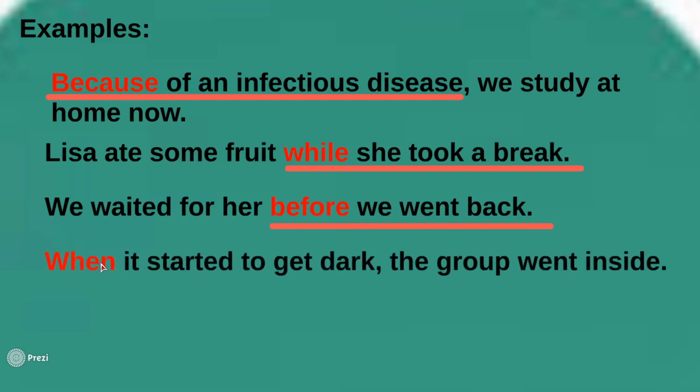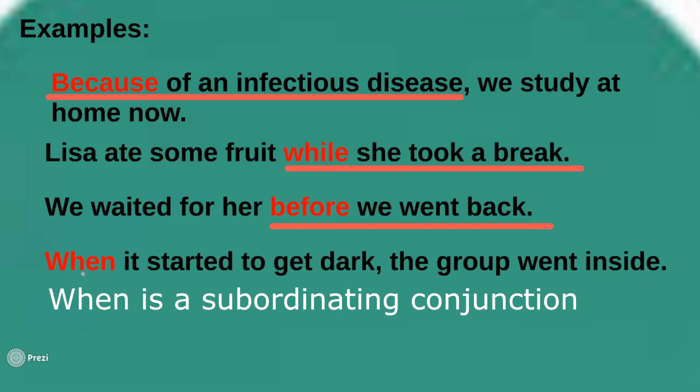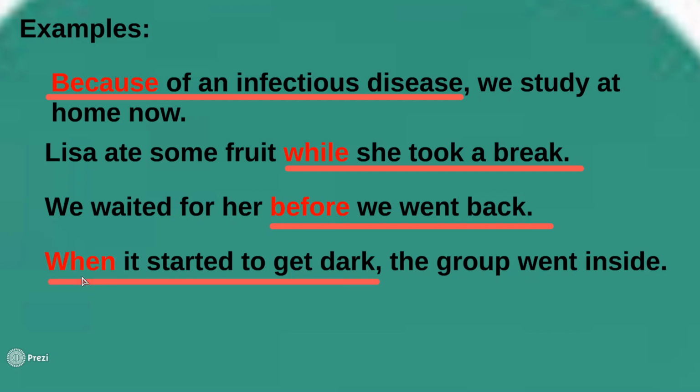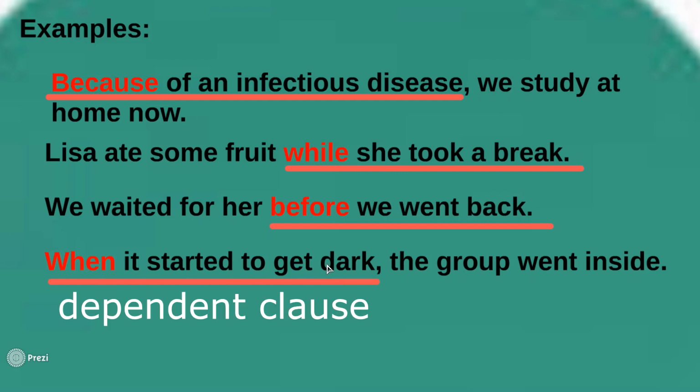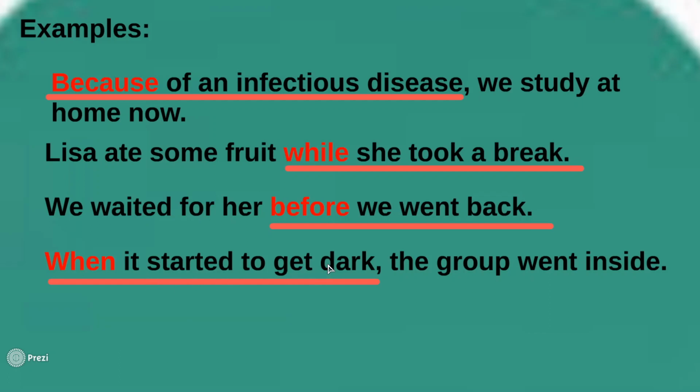Next. When it started to get dark, the group went inside. So here you can see again, when. When is an example of a subordinating conjunction. So when we read, when it started to get dark, this is an example of a dependent clause because it cannot stand alone. It does not make sense. If you read it again, when it started to get dark, it doesn't make sense. It needs the rest of the sentence, the group went inside, to make it complete. And that is because of the word when.